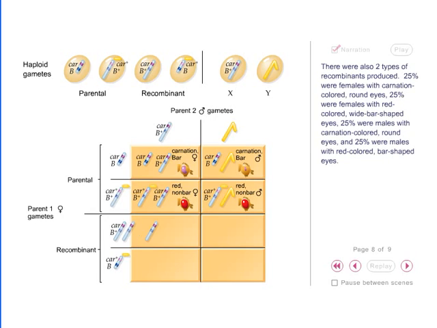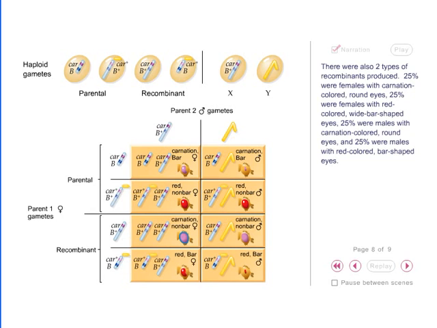There were also 2 types of recombinants produced. 25% were females with carnation-colored round eyes, 25% were females with red-colored bar-shaped eyes, 25% were males with carnation-colored round eyes, and 25% were males with red-colored bar-shaped eyes.